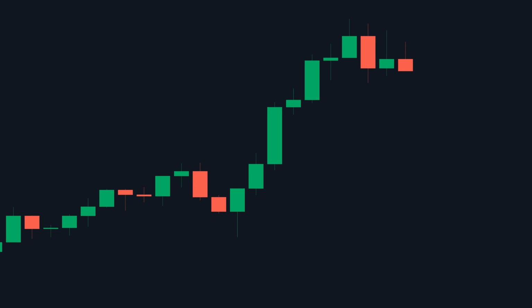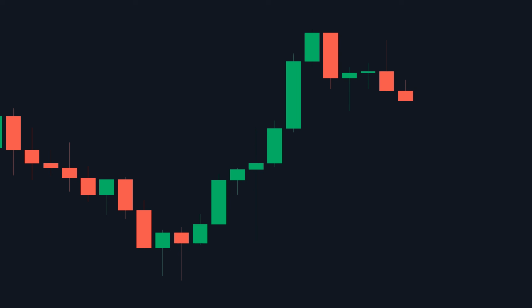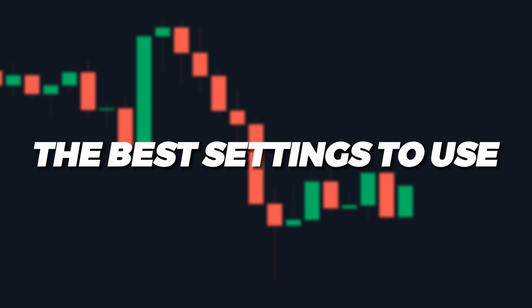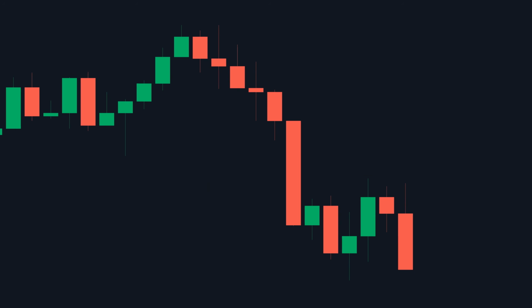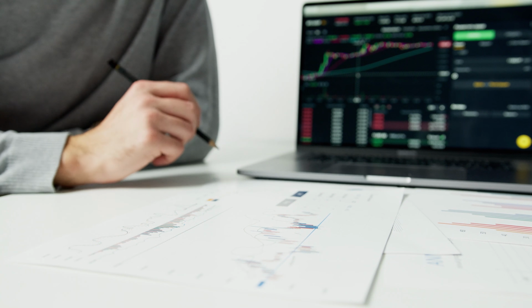In this video, we're gonna showcase an indicator that I think might be the most accurate trend filter indicator on TradingView. We're gonna go over what this indicator is, the best settings to use when you wanna use it to trade, and we'll also combine it with other technical indicators to create a strategy just for you.